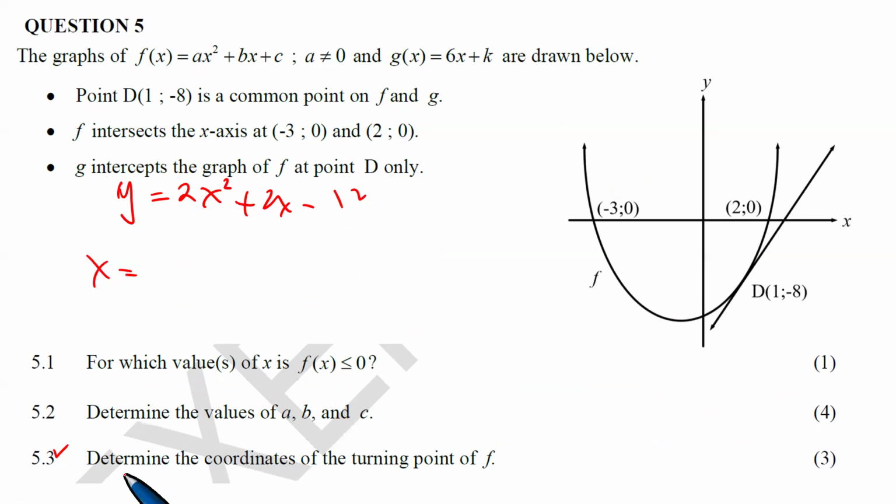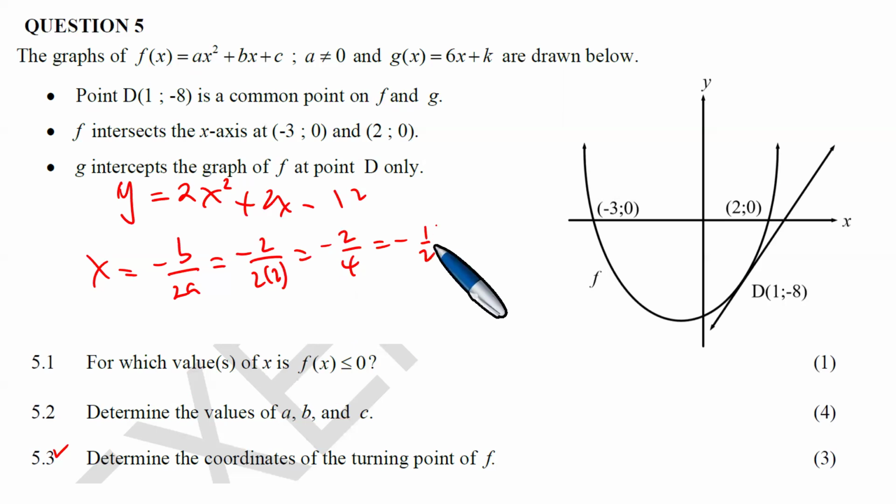For the coordinates of the turning point, we use two formulas, and we're going to explain these two formulas. They are very important for us at grade 11. This is minus b over twice a, which is -2 over 2 times 2, which is -2 over 4, which is -1/2. This one is called the axis of symmetry.